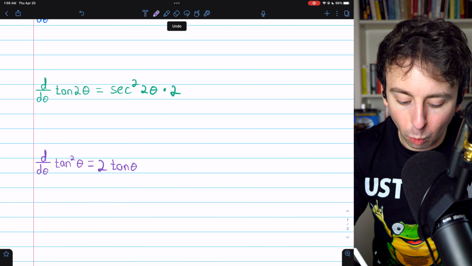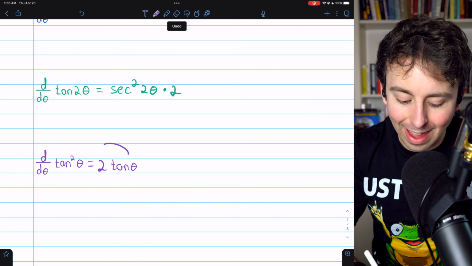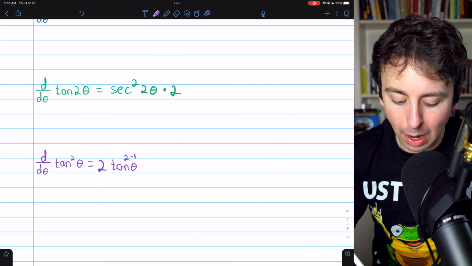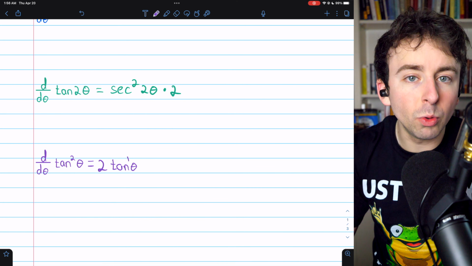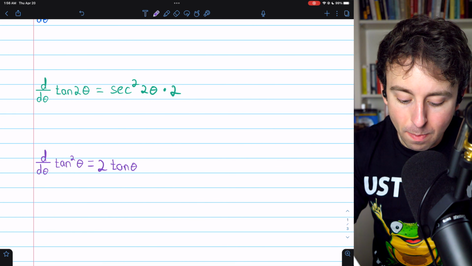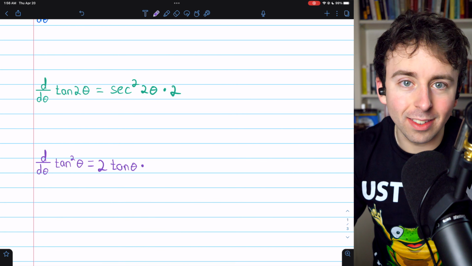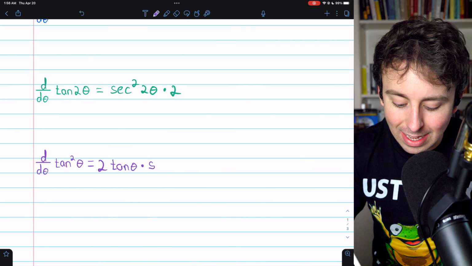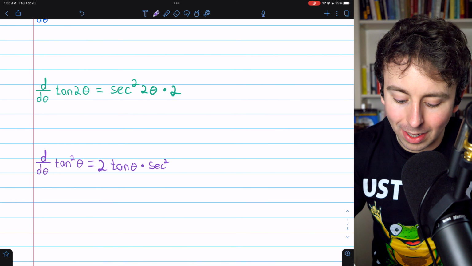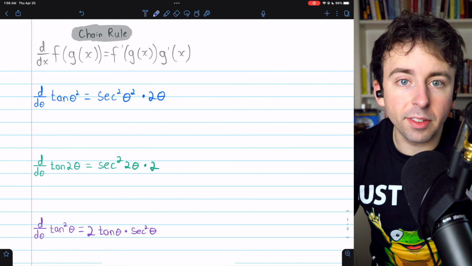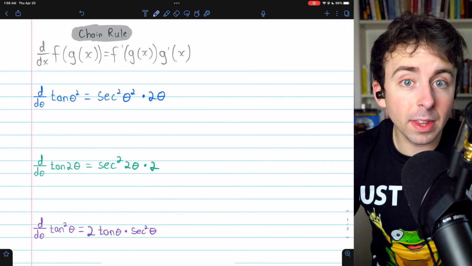Its power was 2, but we brought that down as a factor and then reduced that power of 2 by 1. So now our power is 1, but of course we don't have to write that. Then we multiply by the derivative of the inside function. The inside function is tangent and its derivative is secant squared. So then we multiply by secant squared of theta. And there you go. Those are 3 basic examples of the chain rule with some tangent functions.